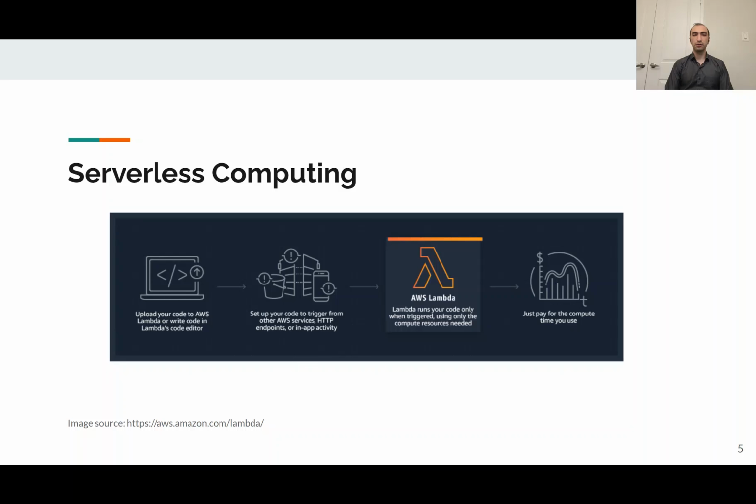A normal developer workflow in a serverless computing platform happens like this. You upload your code to AWS Lambda or whatever your service provider is, and then you set up triggers or events that cause the execution of your code, and then AWS Lambda or your service provider will execute the code only when those triggers happen, and you only have to pay for the resources that you actually use.